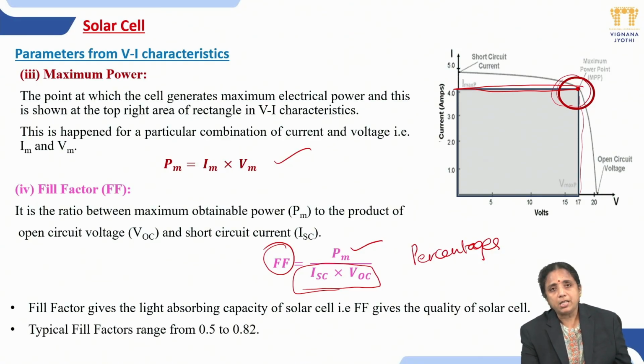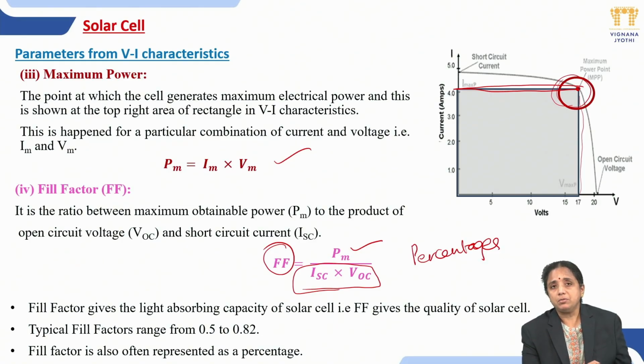Now, typically it is expressed in terms of percentages. At some points it can be expressed in terms of decimals also. And this fill factor is the main important parameter. To obtain this fill factor, we have to draw the VI characteristics and mention the short circuit current and open circuit voltage. These are all the parameters to define the fill factor.